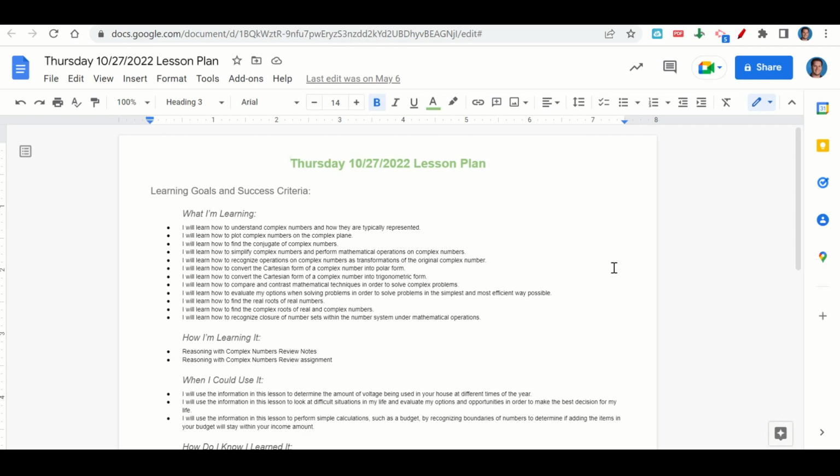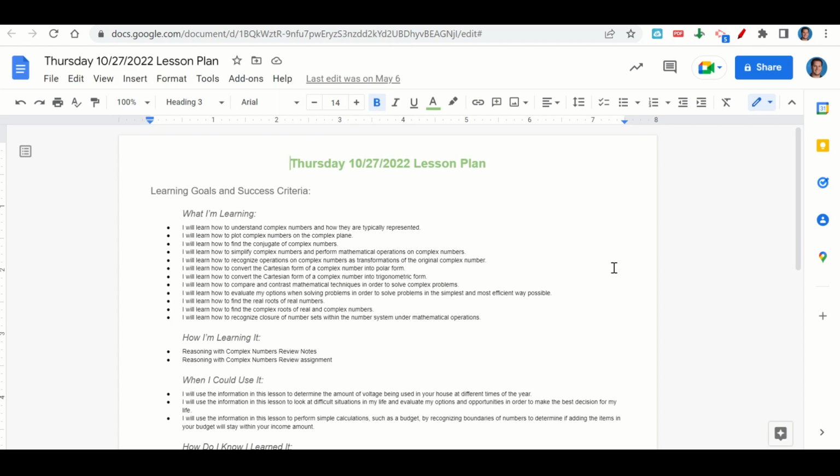trigonometric form, how to compare and contrast mathematical techniques in order to solve complex problems, how to evaluate your options when solving problems in order to solve problems in the simplest and most efficient way possible, how to find the real roots of real numbers, how to find the complex roots of real and complex numbers, and how to recognize closure of number sets within the number system under mathematical operations.